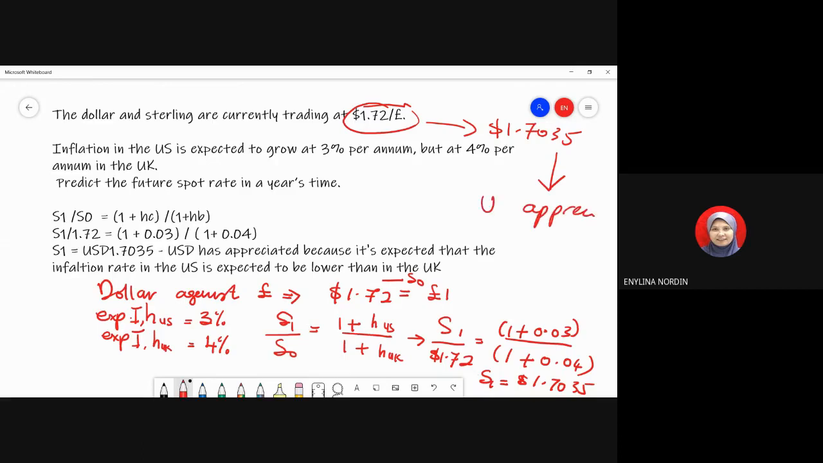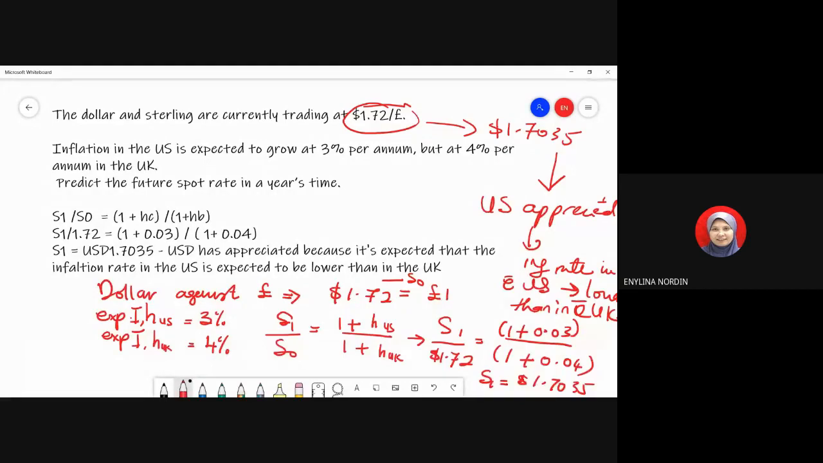Okay, the US dollar is going to be appreciated in 1 year's time. Why is that? To relate to inflation. Because the inflation rate in the US is expected to be lower than in the UK. So that is how we apply the PPP.